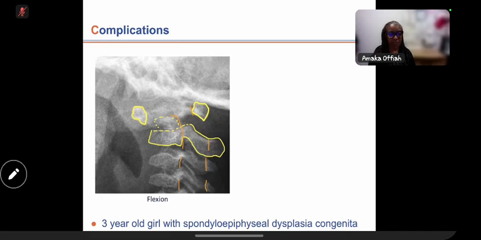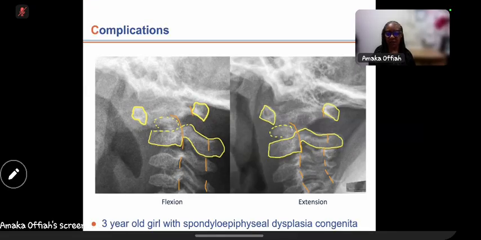And this is just to remind ourselves of what to look for in atlantoaxial instability. This is a 3-year-old girl with spondyloepiphyseal dysplasia congenita. Here we see the anterior arc of C1. Here we see a hypoplastic peg that should really be approximating the top margin of C1. Here we see the body of C2 and the posterior process, in flexion. And then in extension, you can see how the hypoplastic peg has moved anteriorly to lie beneath the anterior arc of C1.